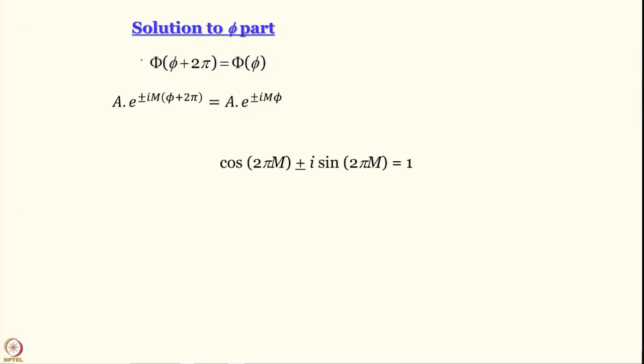And it is not very difficult to figure out what m will be from there. But what we do is we use the trigonometric relationship. We know that the exponential term is really equal to cos 2 pi m plus minus I multiplied by sin 2 pi m, right. So, we write this to be equal to 1.